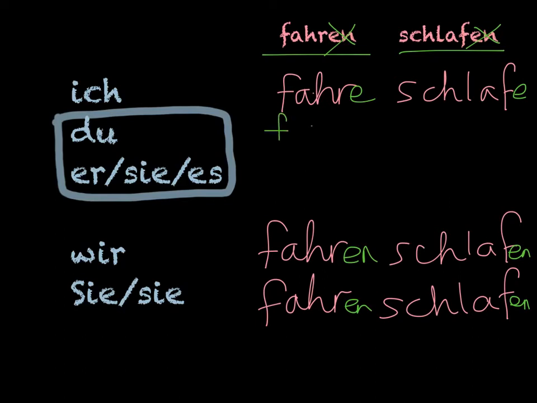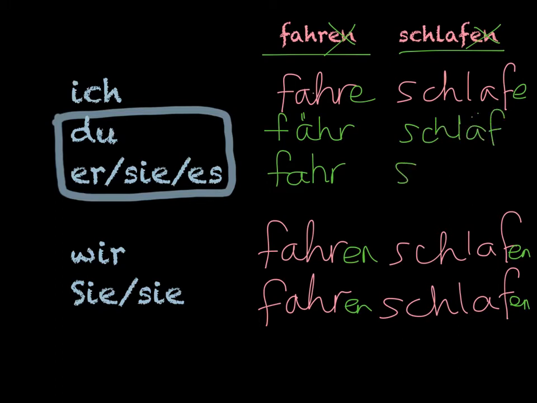So, du fährst, there's going to be an umlaut. Sie, es fährt, there's going to be an umlaut. Du schläfst, there's going to be an umlaut. Schläft, again, there's going to be an umlaut. And just the endings we've already learnt. ST for du, and a T for sie and es.